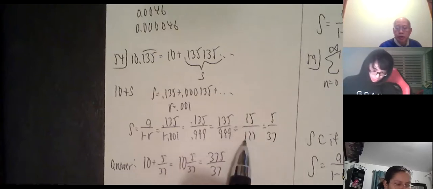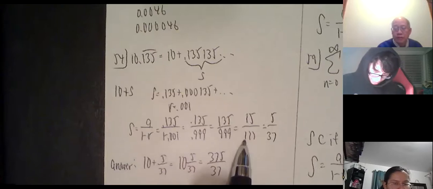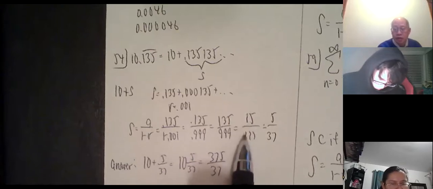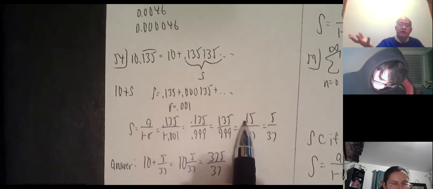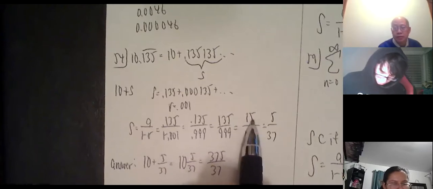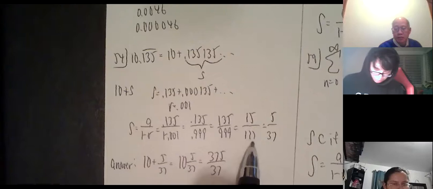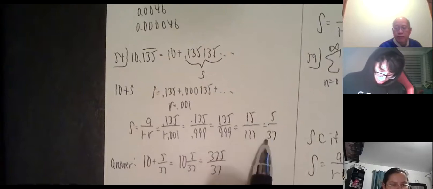I did that. 15 over 111. You can now divide out a 3. Rule of divisibility by 3: if the sum of the digits is divisible by 3. Well, you already know 15 is divisible by 3. But if you go by the rule, 1 plus 5 is 6. That's divisible by 3. 111: 1 plus 1 plus 1 is 3. That means this is divisible by 3. So I divided out the 3. 5 over 37.